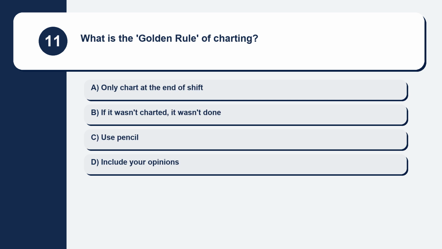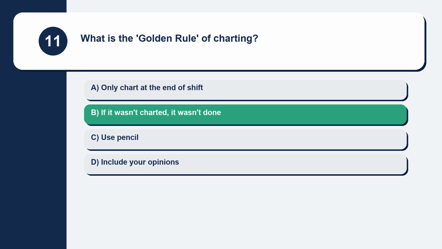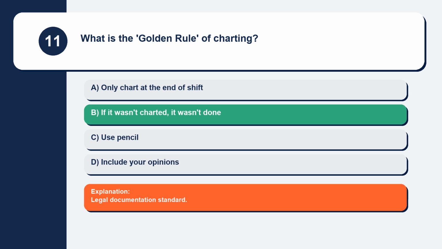Question 11. What is the golden rule of charting? Only chart at the end of shift, if it wasn't charted it wasn't done, use pencil, or include your opinions. Legal documentation standard.